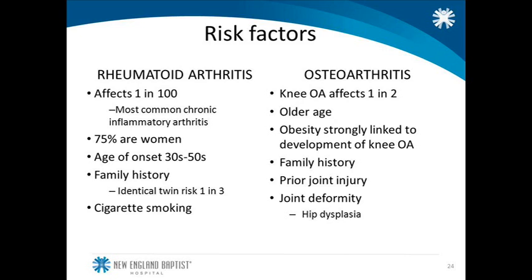Osteoarthritis is much more common. Knee osteoarthritis affects 1 in 2 people at some time during their lifetime. It's more common at an older age. Obesity is strongly linked to the development of knee osteoarthritis. Family history plays a role. I often see women with severe osteoarthritis in their hands who report a mother or grandmother who had similar findings. A prior joint injury increases the risk for later osteoarthritis in that joint, as does a joint deformity, such as a congenital hip dysplasia.